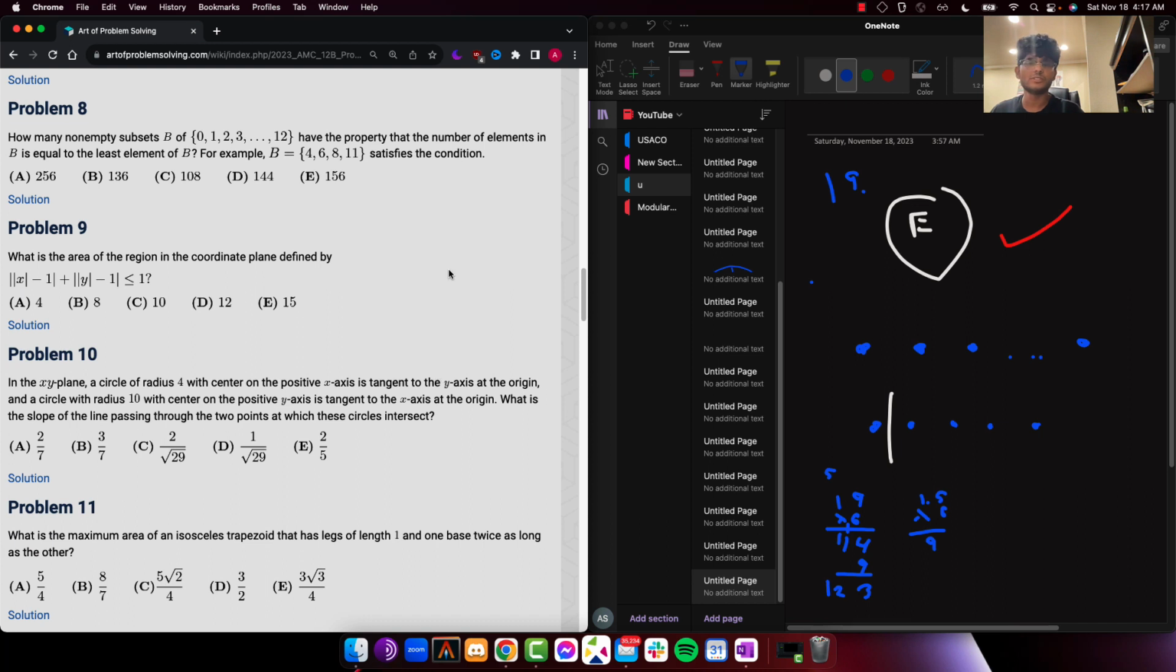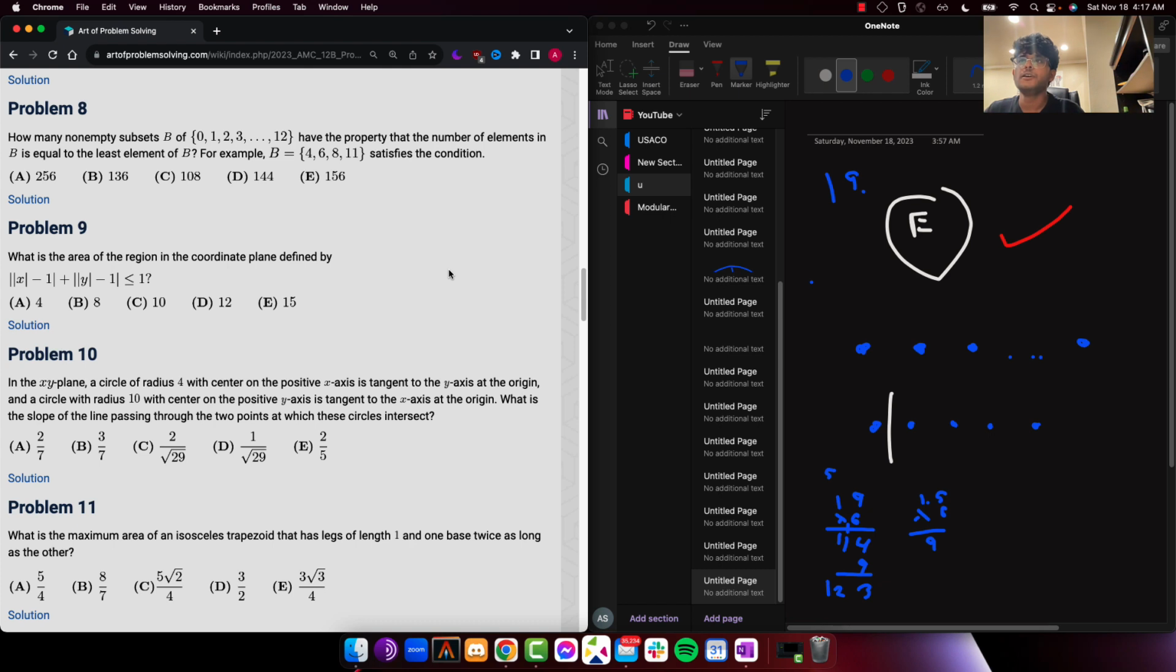Problem number 9 was another one of those things where you either don't know the trick and you spend endless amounts of time graphing. I guess it was a decent problem in the sense that if you recognize symmetry across the x and y axes, then you only have to worry about the first quadrant, and then you can sketch out the rhombus, and then it gets fine after that.